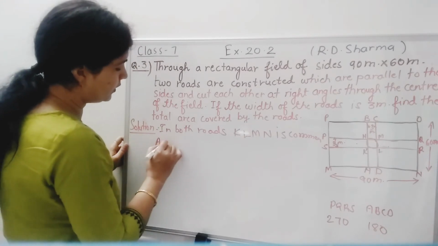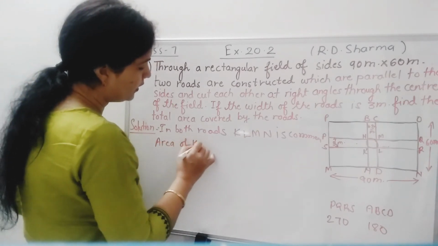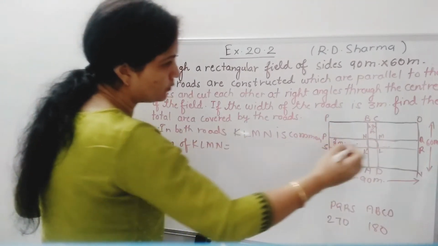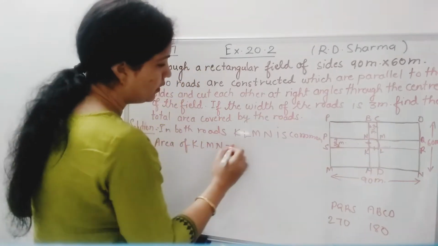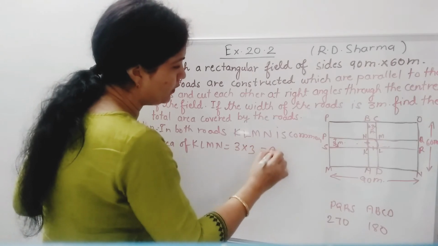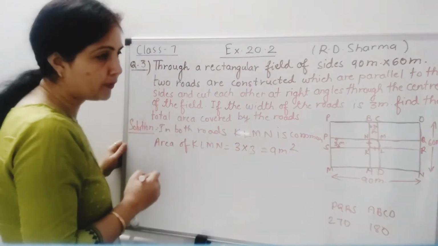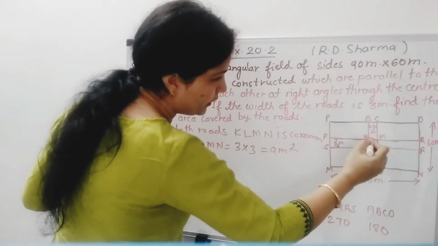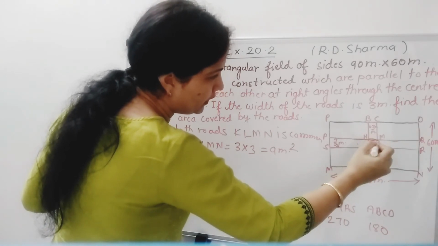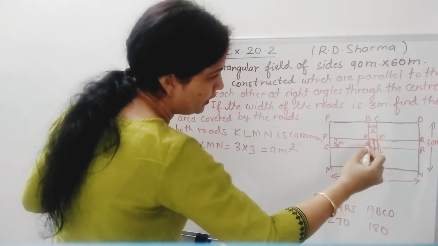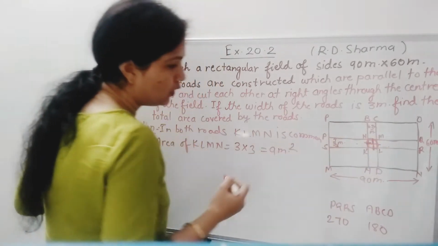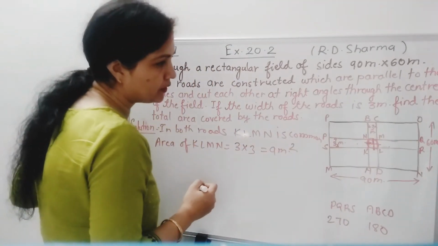So the area of KLMN: because both roads are cutting each other at 90 degrees, this will also be 3 and this will also be 3. So it will be 3 into 3, which is 9 meter square. This is the inside part, in the center, and since the width is 3 meter, here also it is 3 meter. So the area will be 3 into 3, which means 9 meter square.